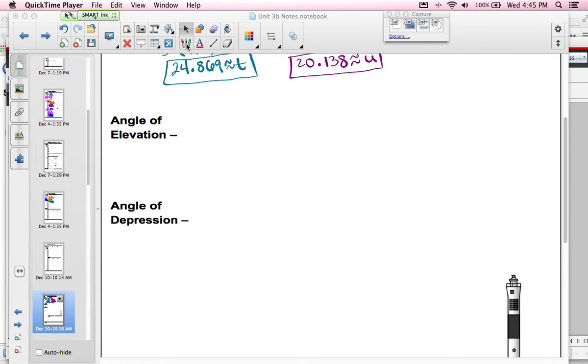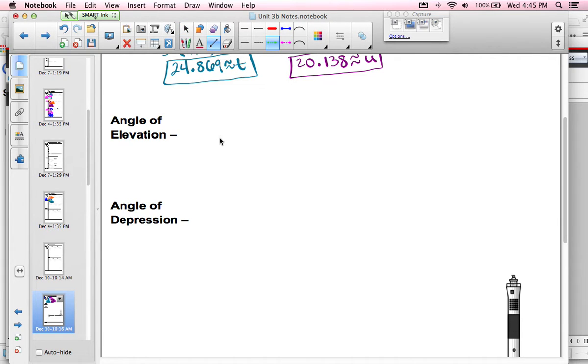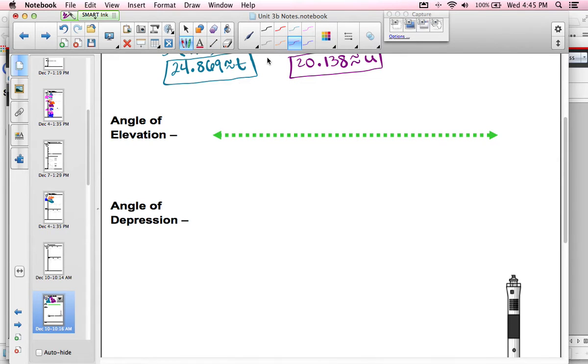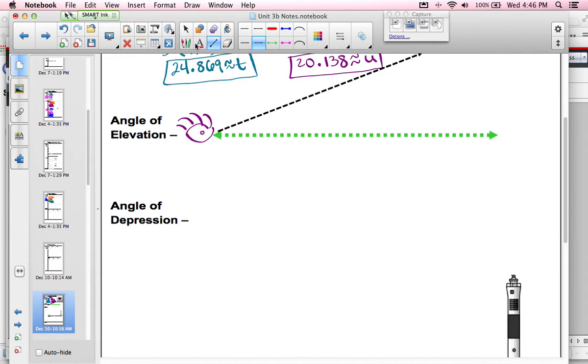It's important to know what they mean when they say angle of elevation or angle of depression. These angles are measured in relation to the horizon. So if this is the horizon, and you are over here, and I'm drawing an eyeball, okay? If you're looking straight out into the horizon, looking straight ahead, and you were to then look up from that, up into the sky, then that would be an angle of elevation that you would be using.